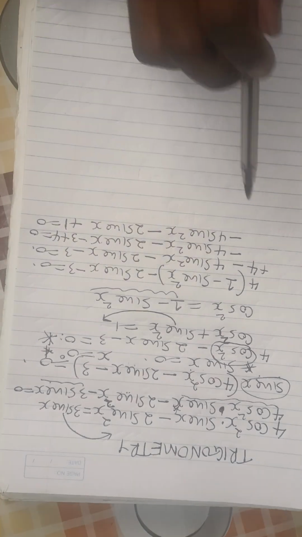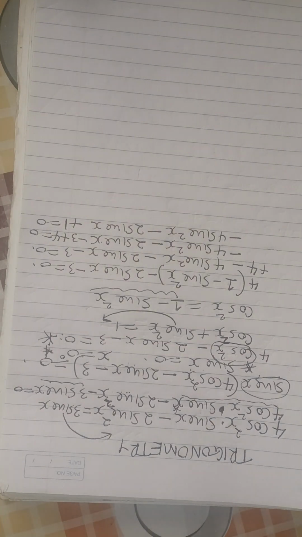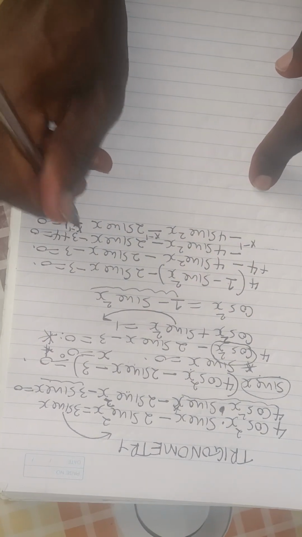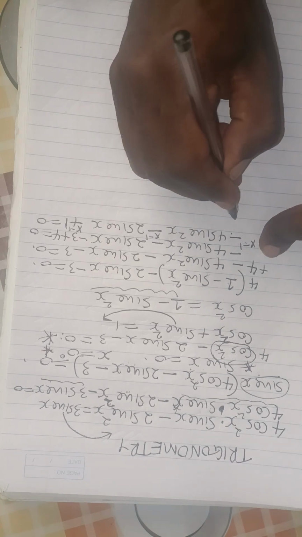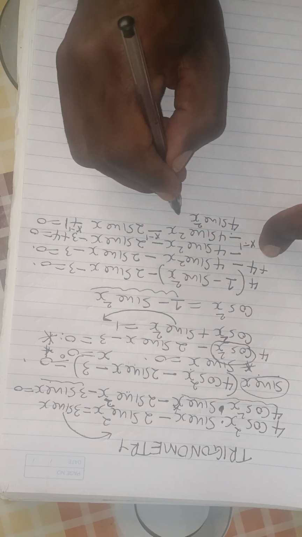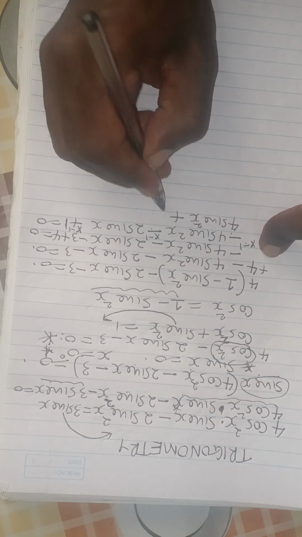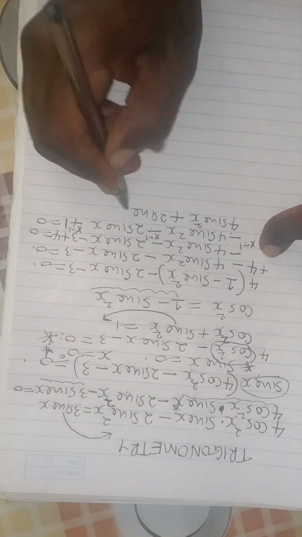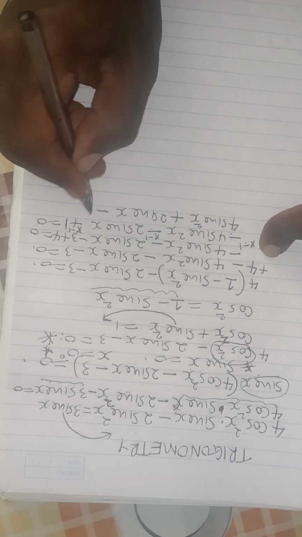So we can actually remove this negative here by multiplying all through by a negative. So times negative 1, times negative 1, times negative 1. Negative and negative give you positive. So we shall have 4 sin squared x plus, negative and negative, so it will be 2 sin x, then minus 1 is equal to 0.